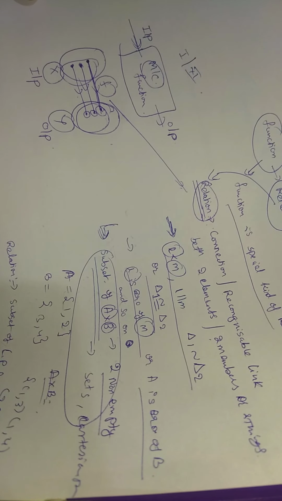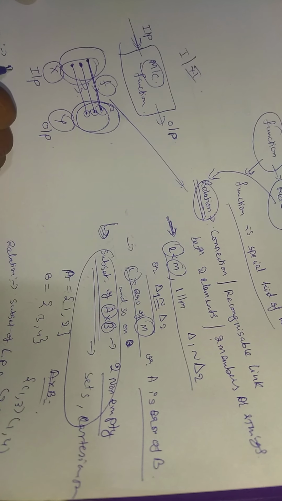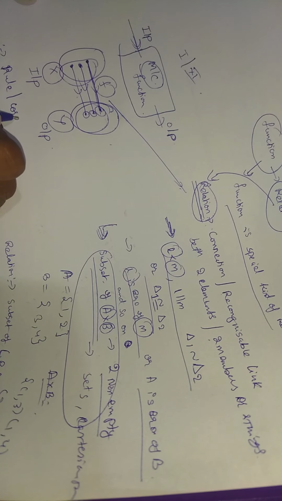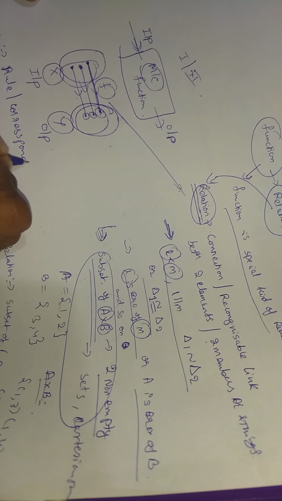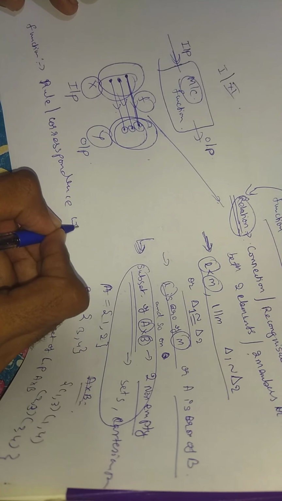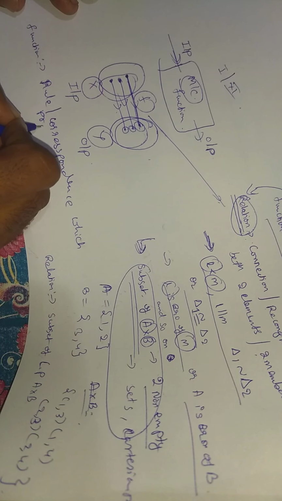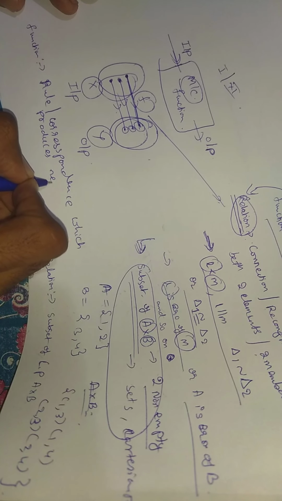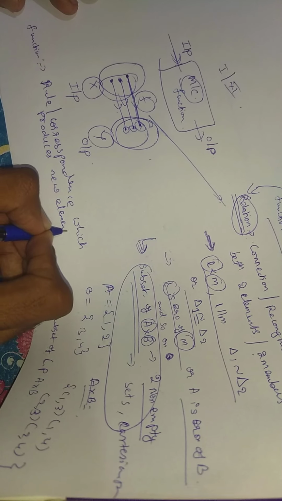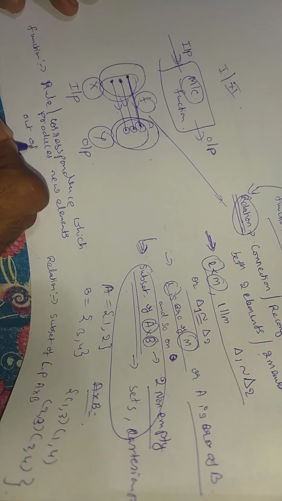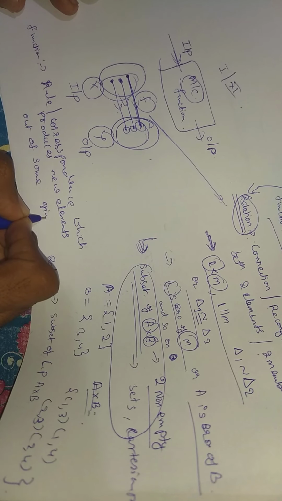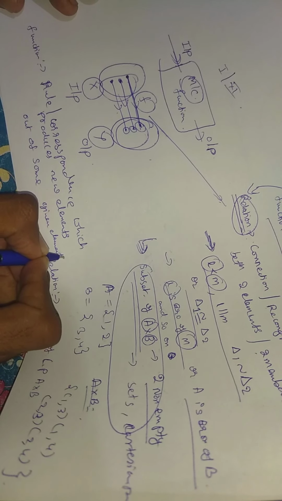Now coming to the formal definition of function: function is a rule or correspondence which produces new elements out of some given elements. This is the formal definition.